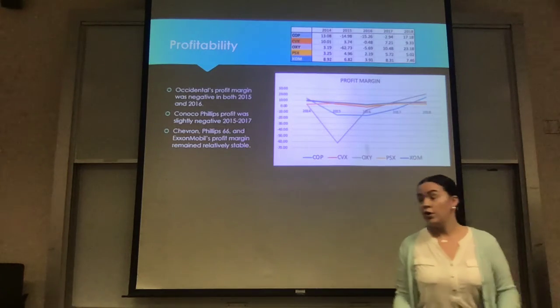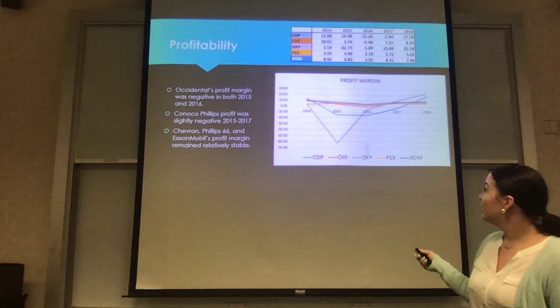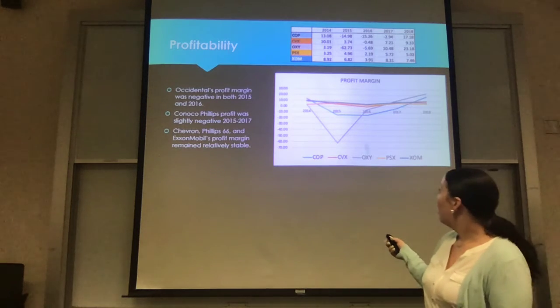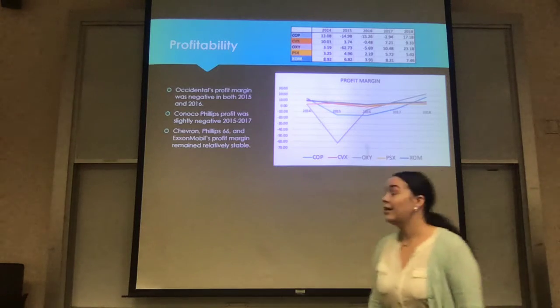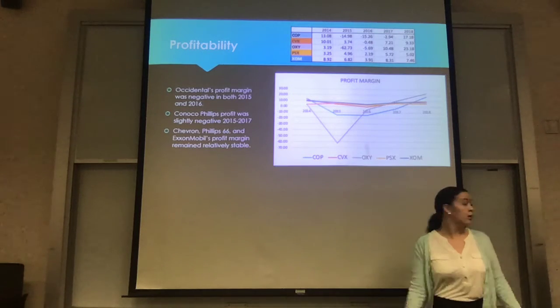Now let's look at their profit margins. Again, we see some tanks in 15. These three up here are pretty constant. They dealt pretty well with that decrease in oil prices.